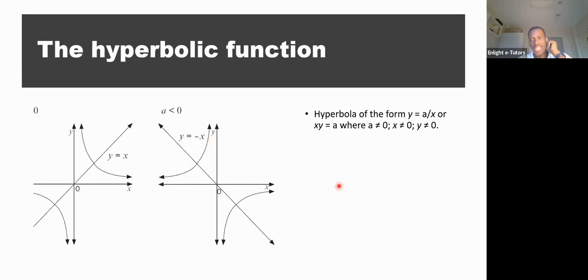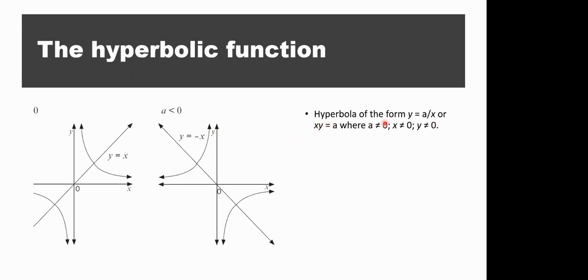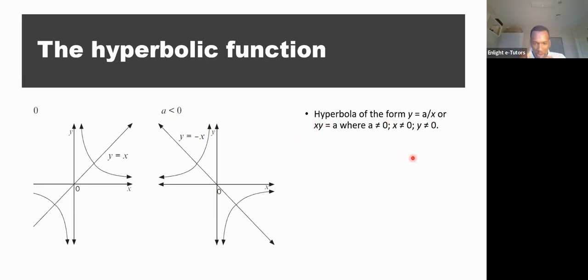Right. Okay, a hyperbola is in the form y is equal to a over x. You understand? It has to be a over x. Or xy is equal to a. But one thing you must know is that a can't be equal to 0, x can't be equal to 0, and y can't be equal to 0. So we can't have zeros in this equation.